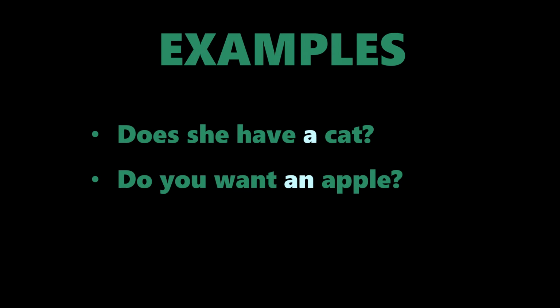Thinking about a word with a vowel then. Do you want an apple? Not an apple, just an apple. Again, it's part of the grammar of the sentence. We're not emphasizing it particularly here, so it doesn't need to be strong. It can be weak very comfortably. That will allow your speech to sound more connected and more relaxed, more fluent. So, does she have a cat? Do you want an apple?